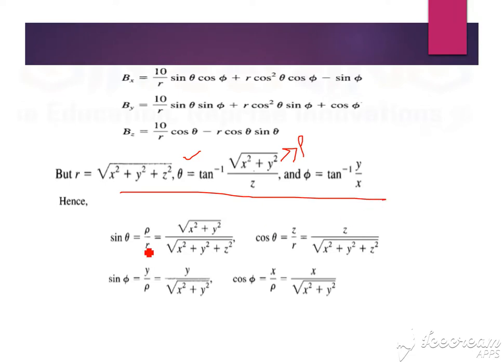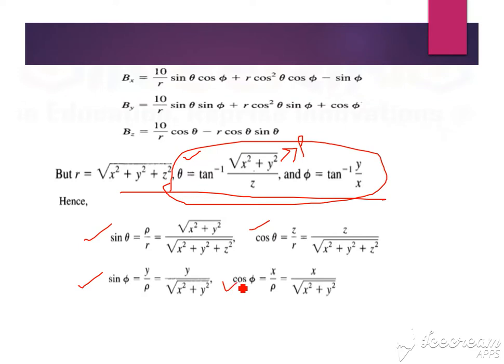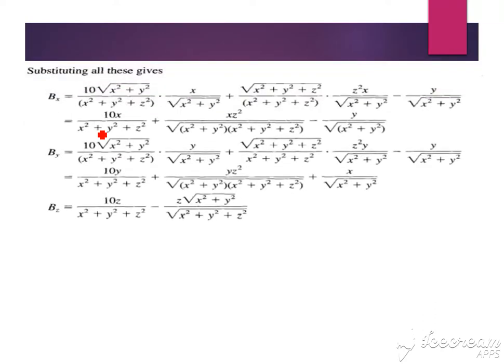From this expression, again we can form the right angle triangle, from which we can find sin theta. Using this value we can form two right angle triangles. From these two right angle triangles we can write sin theta, cos theta, sin phi and cos phi. Now substitute all these values in the previous expression, then we can find B in terms of Cartesian.